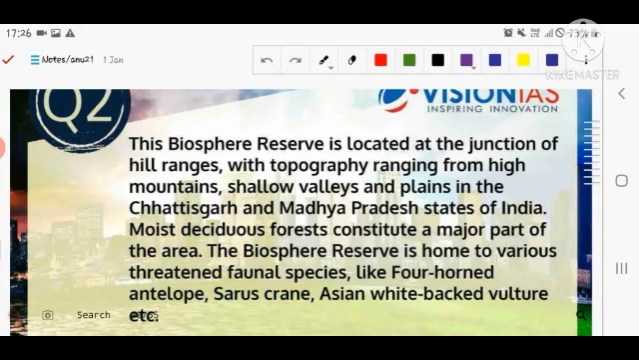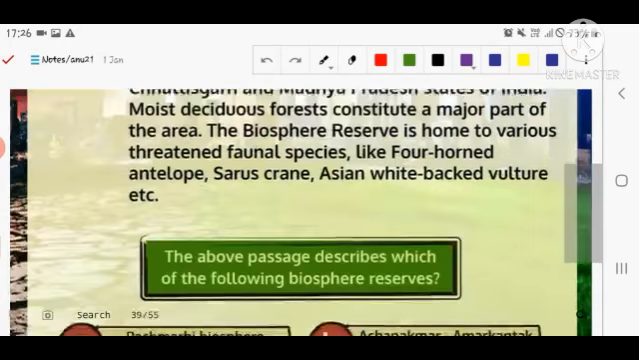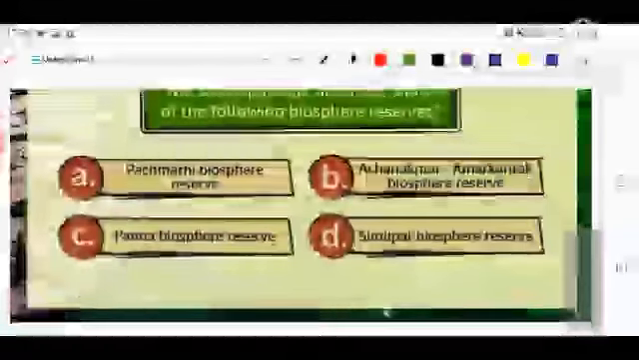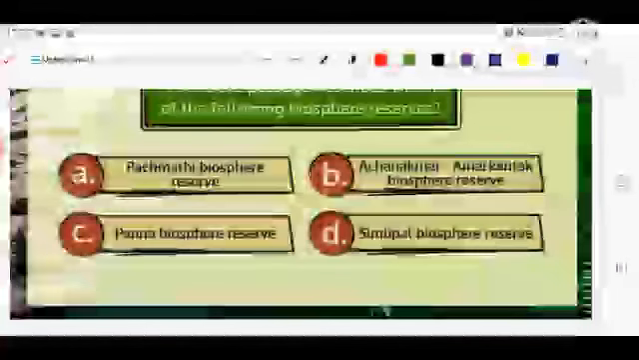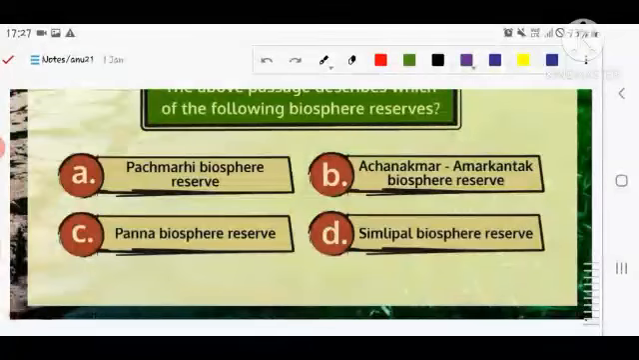Moist deciduous forests constitute a major part of the area. The biosphere reserve is home to various threatened faunal species like the four-horned antelope, sarus crane, Asian white-backed vulture, etc. So you have to choose the correct option from there where these are found. Number one is the Pachmarhi Biosphere Reserve. Number two is the Achanakmar-Amarkantak Biosphere Reserve. Number three is the Panna Biosphere Reserve, found in Madhya Pradesh.